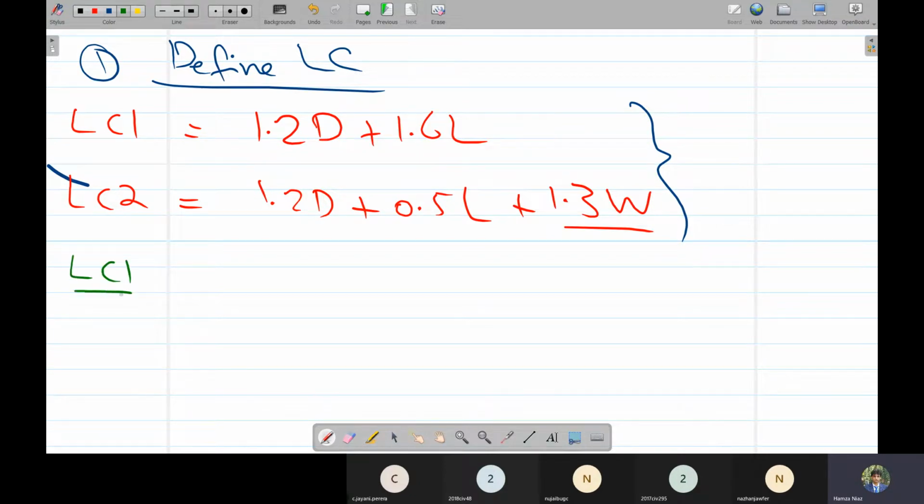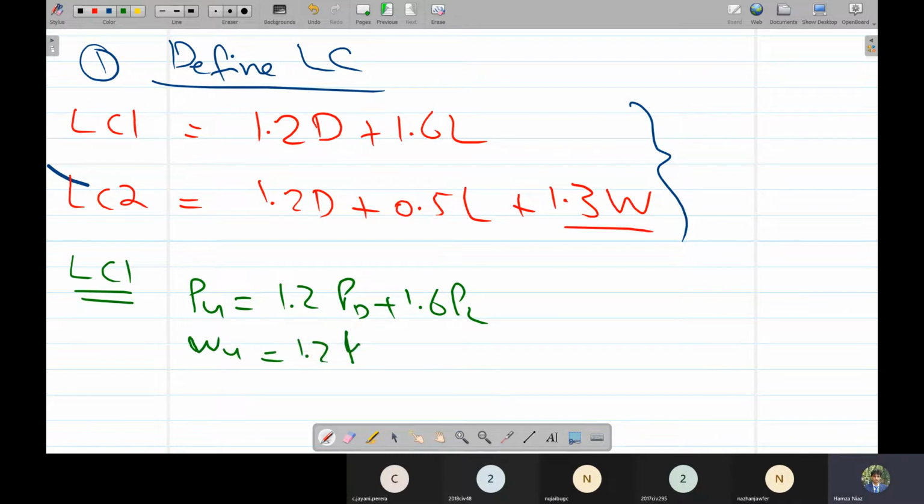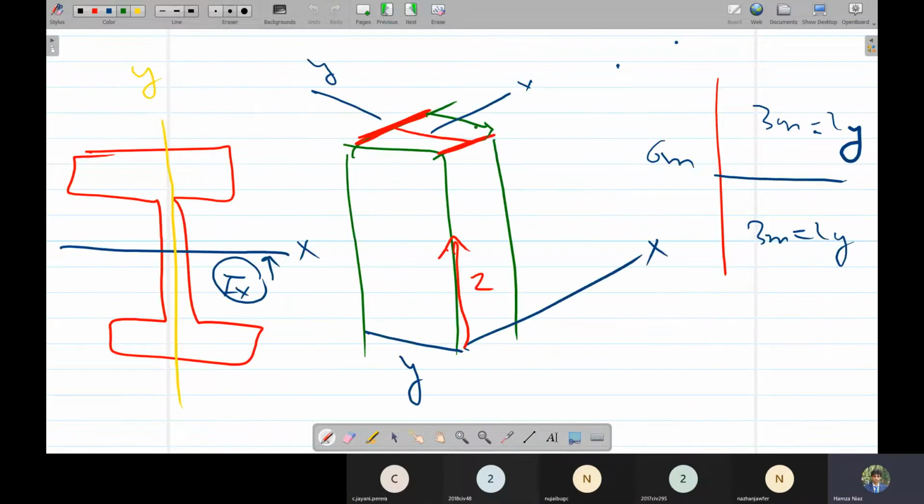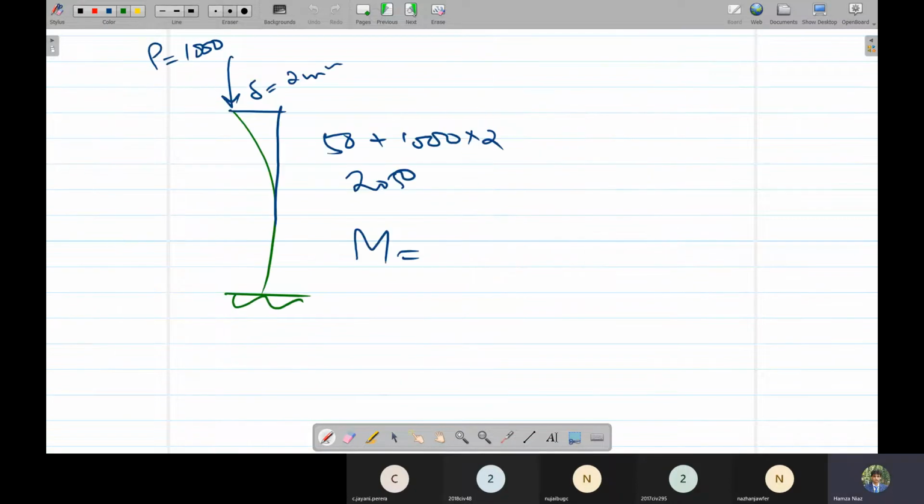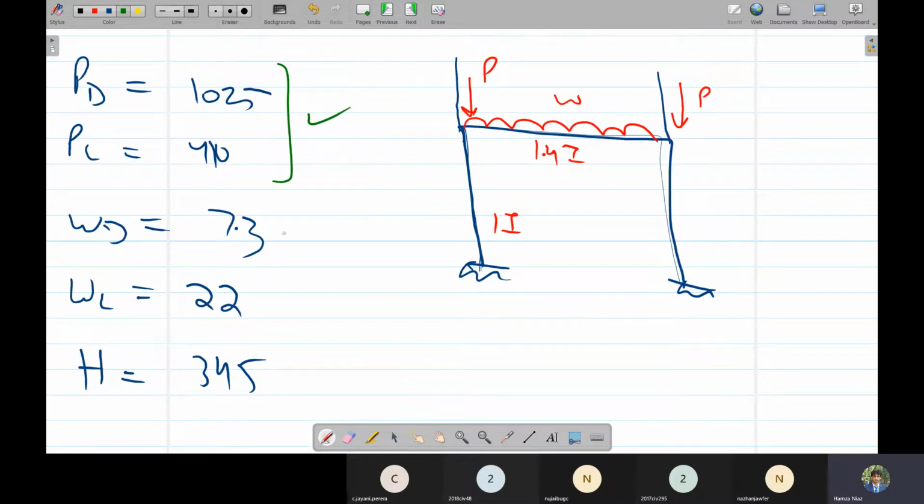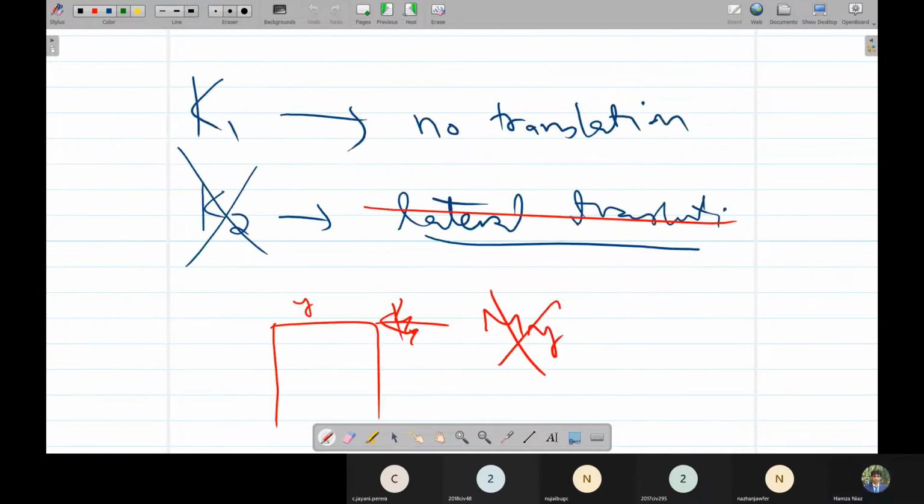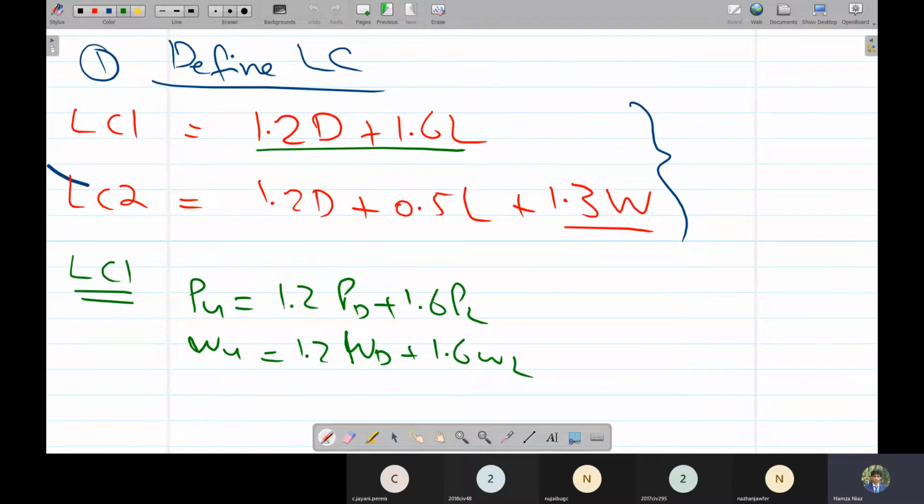So for the first load combination, we have to define PU, that would be 1.2 PD plus 1.6 PL. Omega U is equal to 1.2 omega D plus 1.6 omega L. In this load combination, we are applying both axial load as well as UDL, distributed load. Okay, so this way we can get PU and omega U.